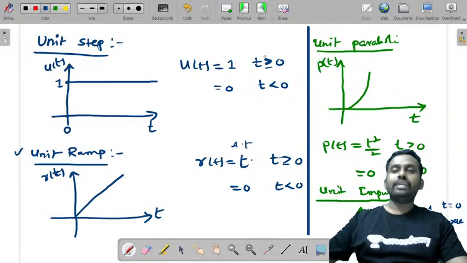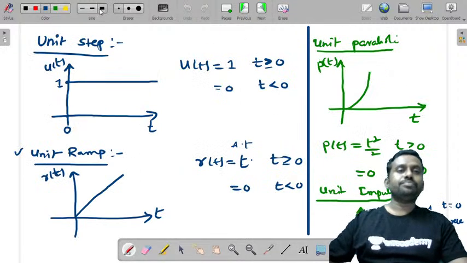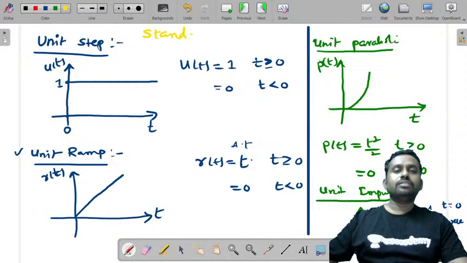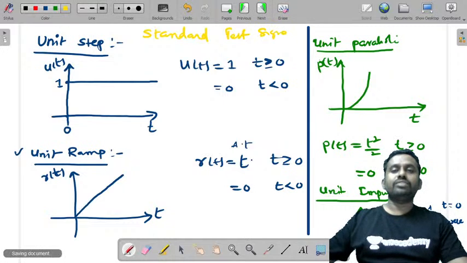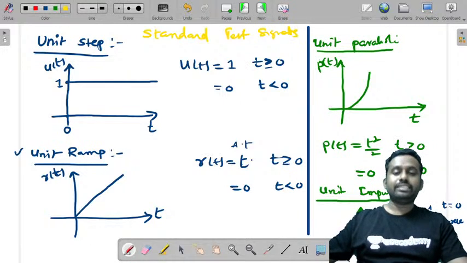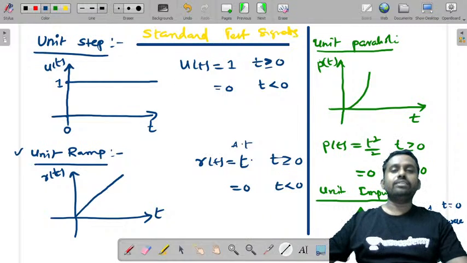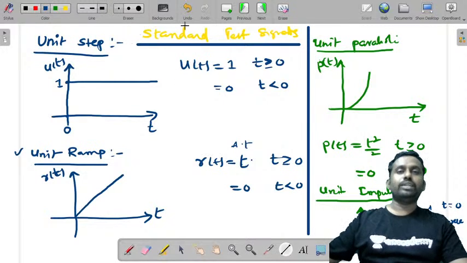And you can also write unit parabolic, which is an acceleration signal input given to a system. Or you can also include the unit impulse signal as well. So these are the standard test signals. If you are asked a question on standard test signals, these are the things that you need to write. And also you can write the Laplace transforms as well.